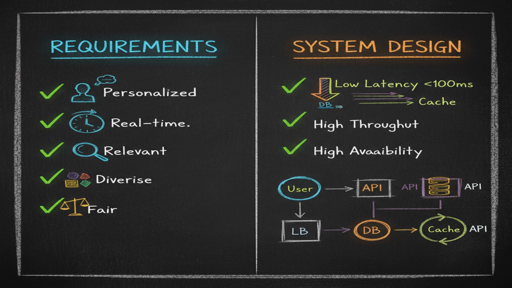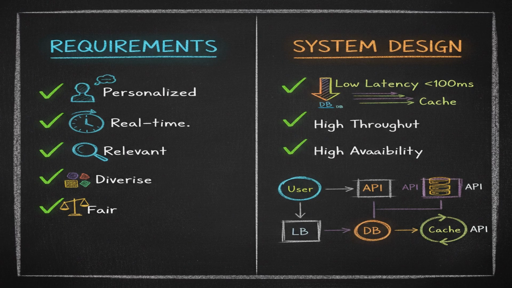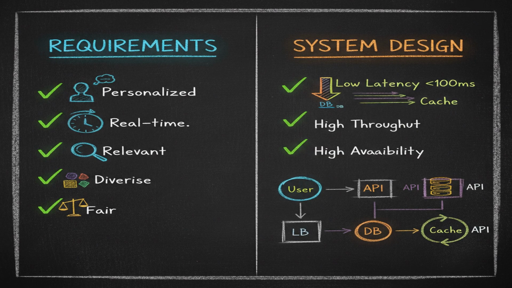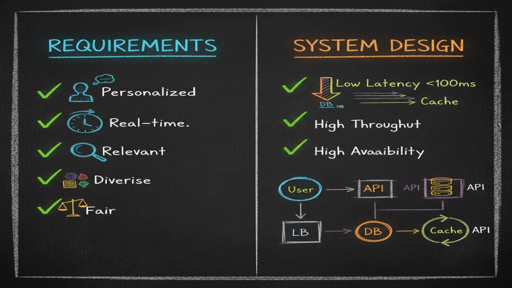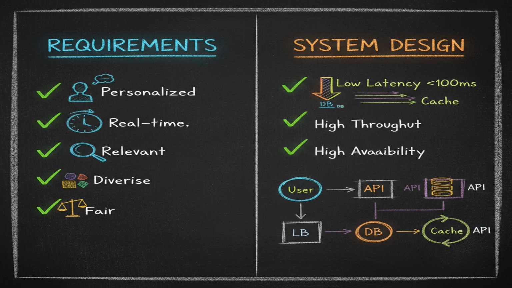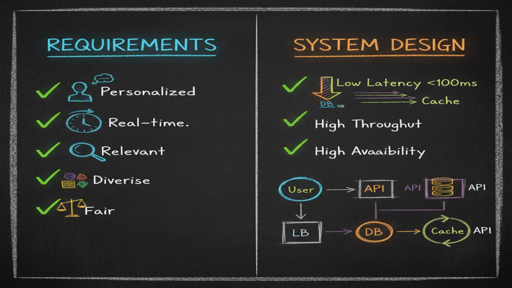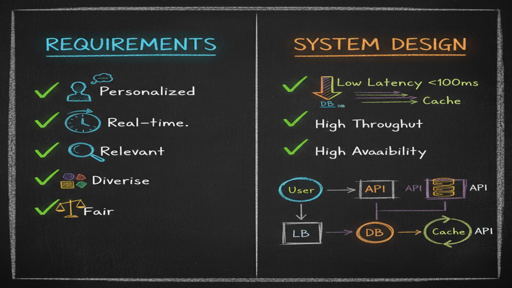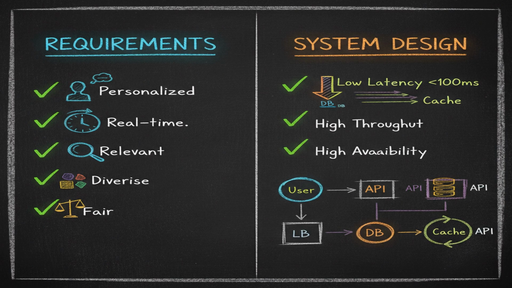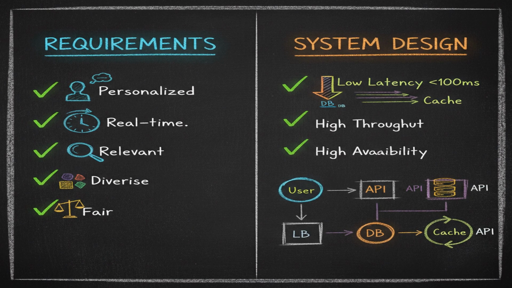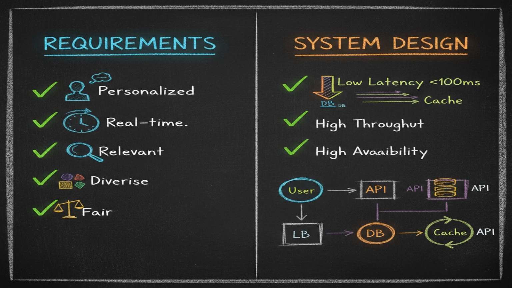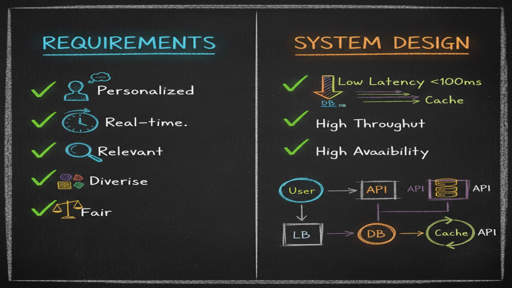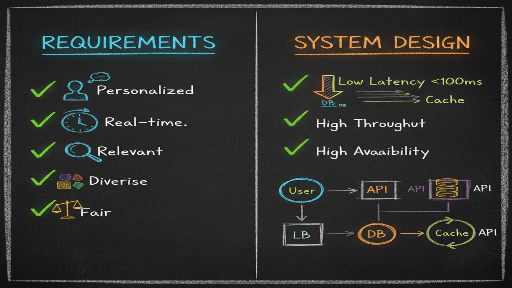Functionally, we need to recommend relevant items to users, personalize recommendations based on user history, and support real-time recommendations. Non-functional requirements include low latency, under 100 milliseconds, high throughput, millions of requests per second, and high availability. A key clarifying question: do we need to support explicit feedback, ratings, or implicit feedback, clicks, views? Let's assume implicit feedback for this design. We'll use this implicit feedback later when we discuss A/B testing strategies.